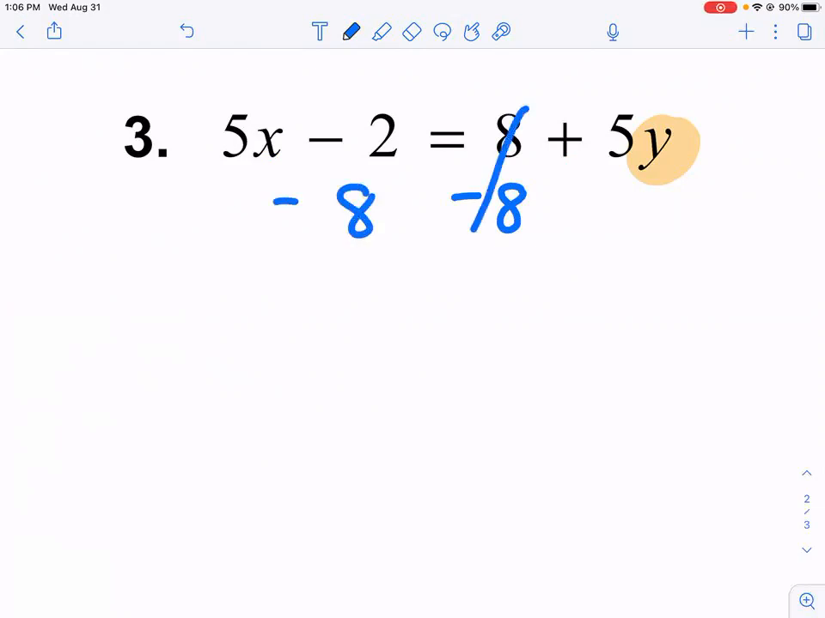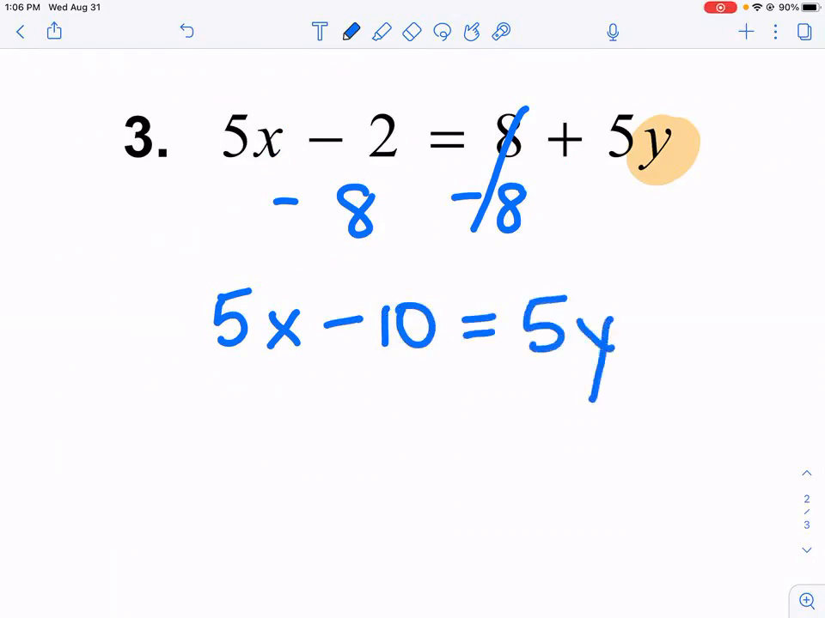Now, let's think about what we're combining together. That subtract 8 is not going to get combined with the 5x because they're not like terms. It's going to have to get combined with the minus 2. So this is going to become 5x minus 10 equals 5y. Okay. Are you okay with this becoming 5x minus 10?